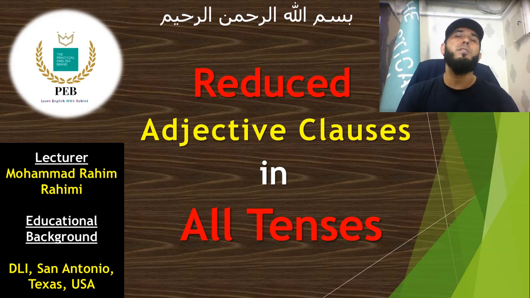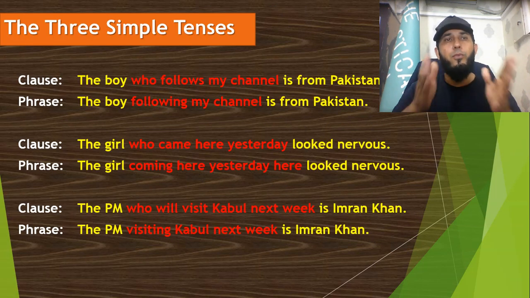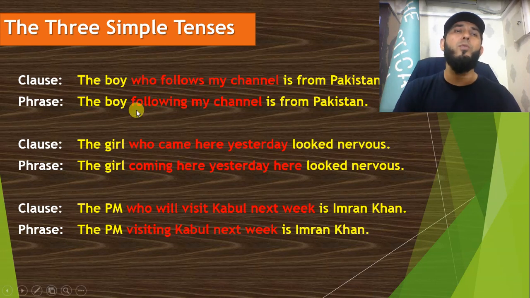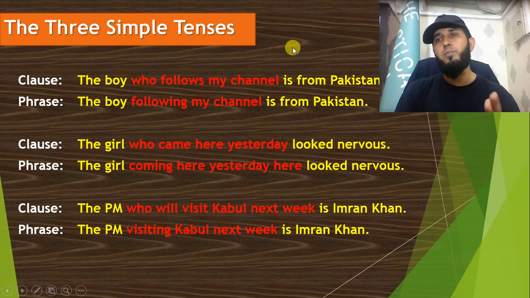So, reduced adjective clauses in all 12 tenses. Let's begin with Bismillahir Rahmanir Rahim. First, the three simple tenses, and after that the three continuous tenses, then the three perfect tenses, and finally the three perfect continuous tenses. So now for each tense I've brought one example. The three simple tenses. Look at the first example.